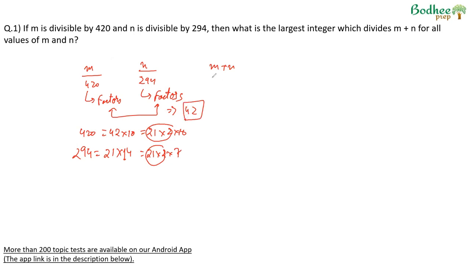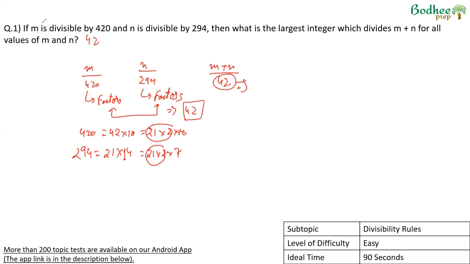Since m and n individually are divisible by 42, m plus n will also be divisible by 42, and therefore 42 becomes the answer. Basic application of divisibility rules, easy question, should not take more than 90 seconds to get the answer.